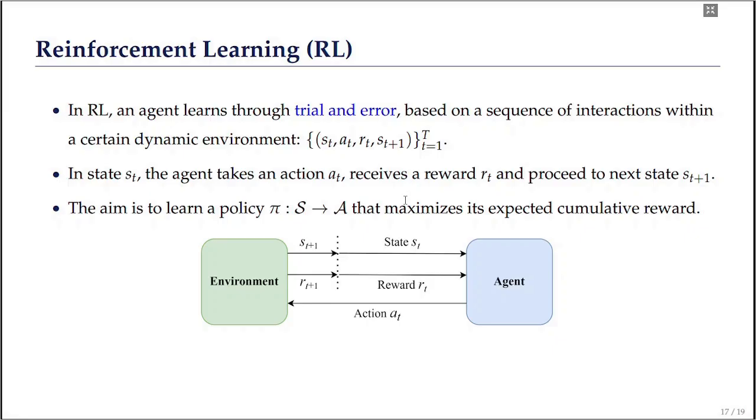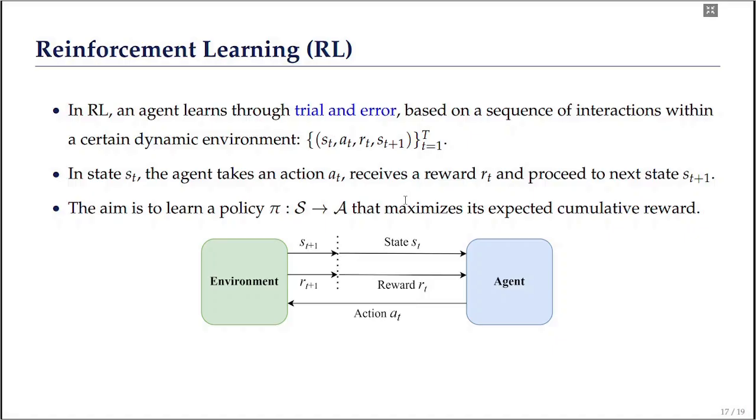So for example, in state ST, the agent could select an action AT. Then after selecting an action AT, that agent will receive a reward RT. Then after receiving that reward RT for taking the action AT, the agent will move to the next state ST plus 1. Then again in state ST plus 1, that agent will select an action AT plus 1. And then the agent will receive again a reward RT plus 1. And then the process continues for all time steps with the objective of maximizing its cumulative reward.